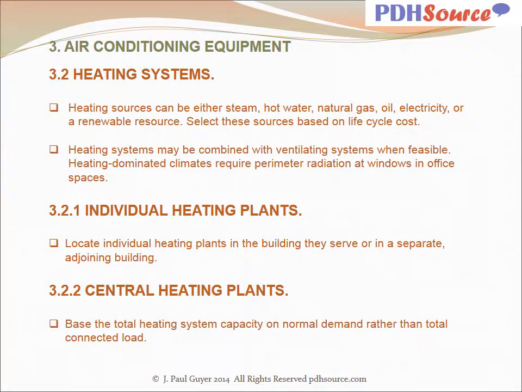Heating sources can be either steam, hot water, natural gas, oil, electricity, or some sort of renewable resource. Select these sources based on life cycle cost. Heating systems may be combined with ventilating systems when feasible. Heating-dominated climates require perimeter radiation at windows in office spaces. Locate individual heating plants in the building they serve or in a separate adjoining building. For central heating plants, base the total heating system capacity on normal demand rather than total connected load.